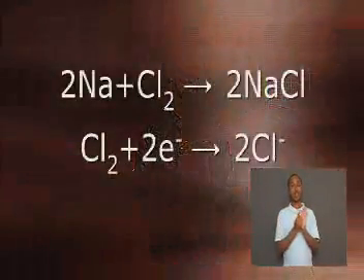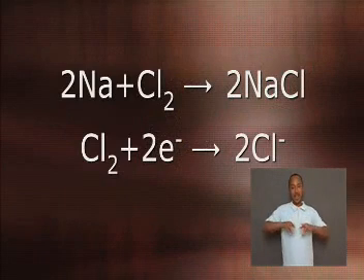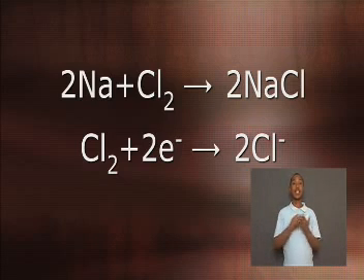Reduction is the process in which a substance gains electrons in a chemical reaction. Let us look again at our example. In this reaction, each chlorine atom has gained an electron and has changed to a chloride ion. This means that chlorine has been reduced.